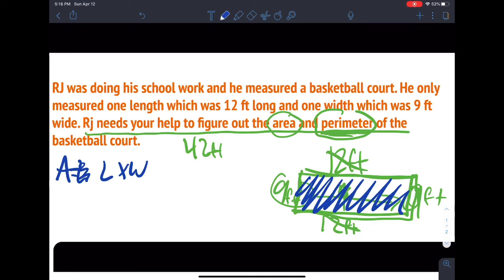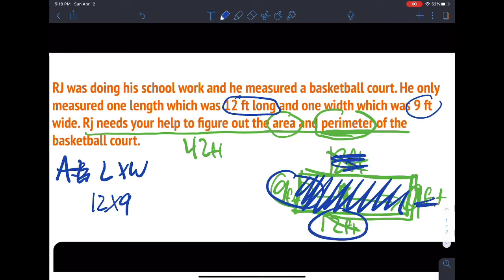So in this case, we know in the problem that the length is 12 feet long, and the width is 9 feet long. Remember, we don't need 2 lengths or 2 widths for this one. We just need one length and one width, all right? We can ignore this one and ignore this. So just 9 times 12. And then we would multiply 9 times 12.